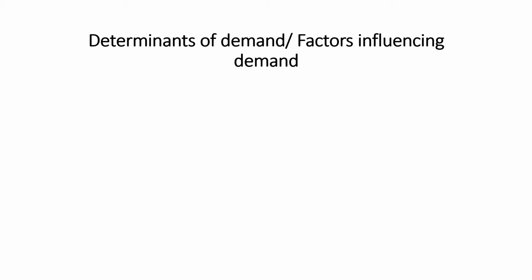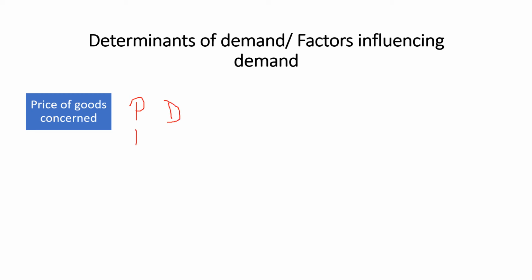Now, moving to the determinants of demand, or the factors which are influencing the demand. So the first one is the price of the good concerned. See, I am talking about the one commodity. So let us assume here the price of a commodity is increased. So now what will happen? The demand for a commodity will decrease. When the price of a commodity decreases, the demand for a commodity will increase.